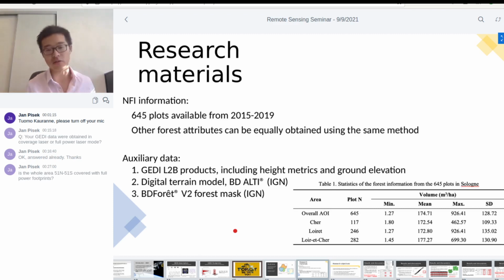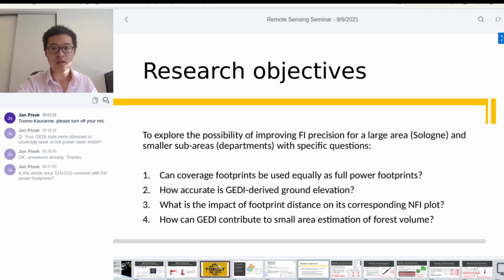So the research was to explore the possibility of improving forest inventory precision for a large area, which is the study area of Sologne, and also smaller sub areas like individual departments, with 4 specific questions.